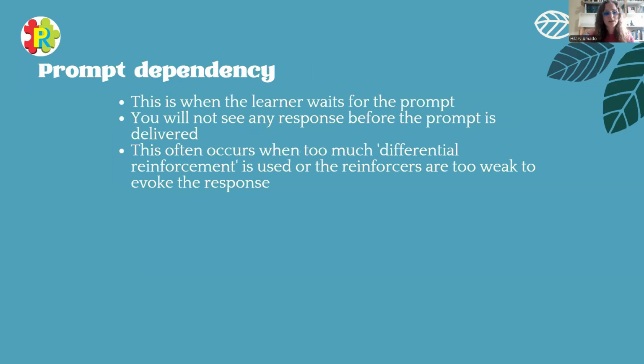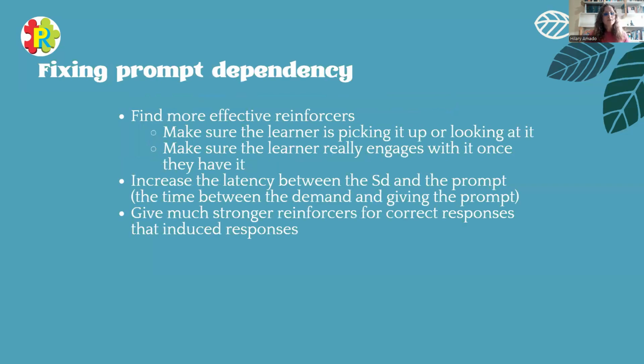Okay. Another common error that we see is prompt dependency, and this is when the learner waits for the prompt. You're not even going to see any response from them before the prompt is delivered. This often occurs when there is too much differential reinforcement being used, or the reinforcers are too weak to evoke the response. So how do you fix prompt dependency? You want to make sure that you find more effective reinforcers. Make sure the learner is picking up the reinforcer, looking at it, engaging with it when they have it.